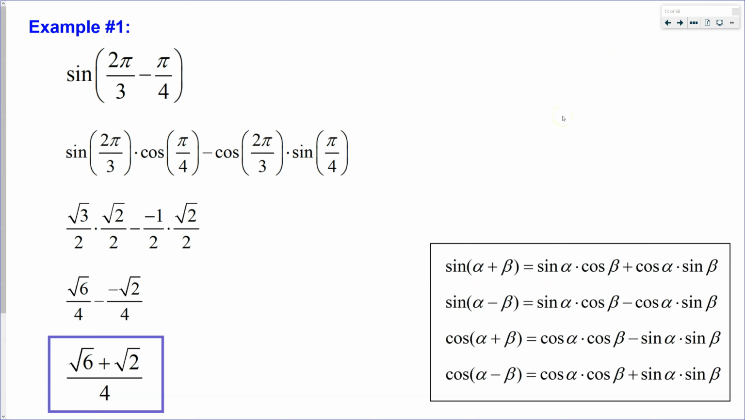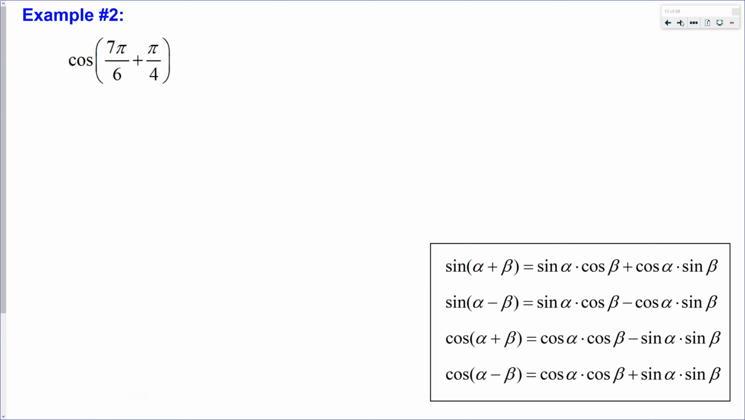You don't take it any further than that. You can't combine the square root of 6 or square root of 2. They're not like radical terms, so you can't combine them. You also cannot divide by 2 because the 6 and the 2 are inside of a radical. That's a different sort of number than the integer in the denominator.